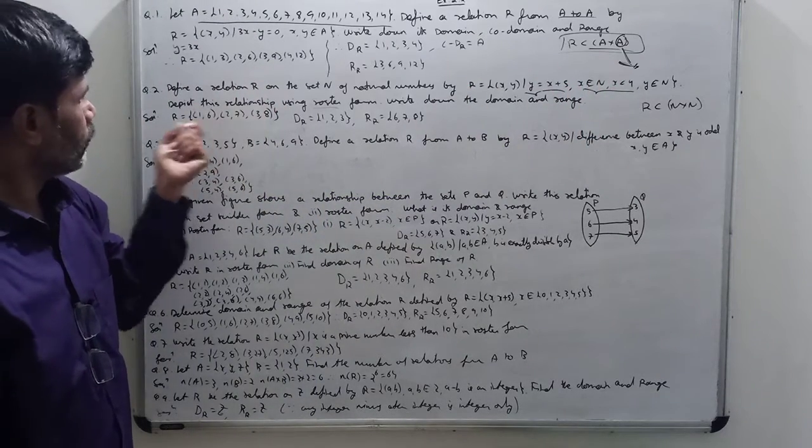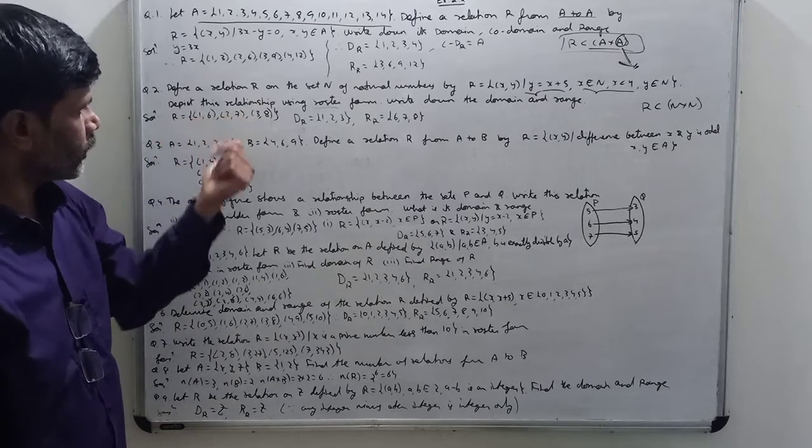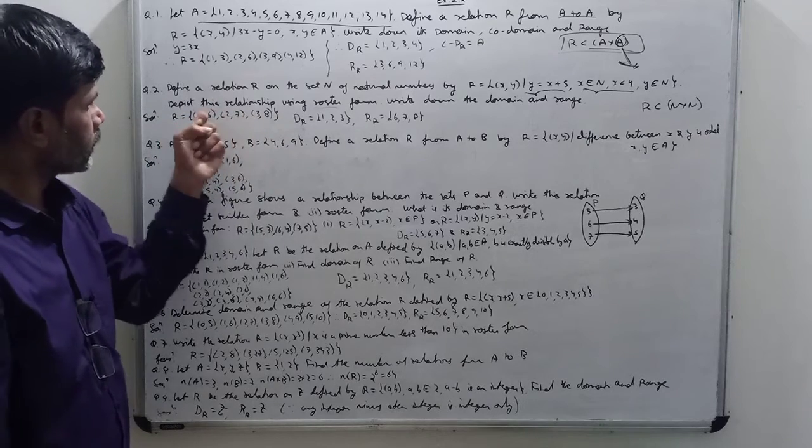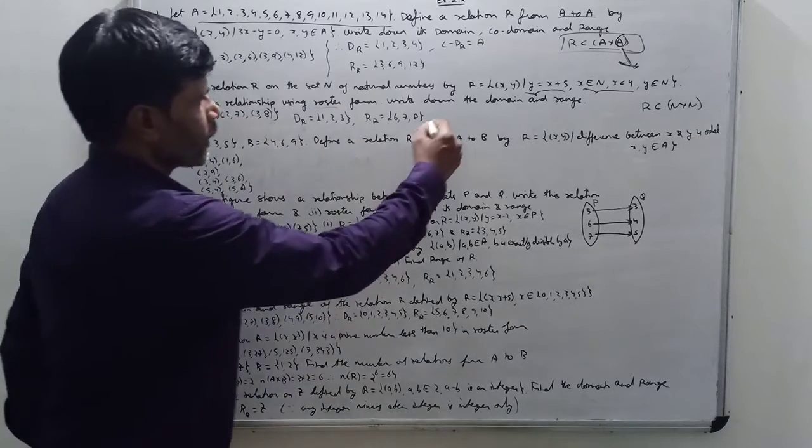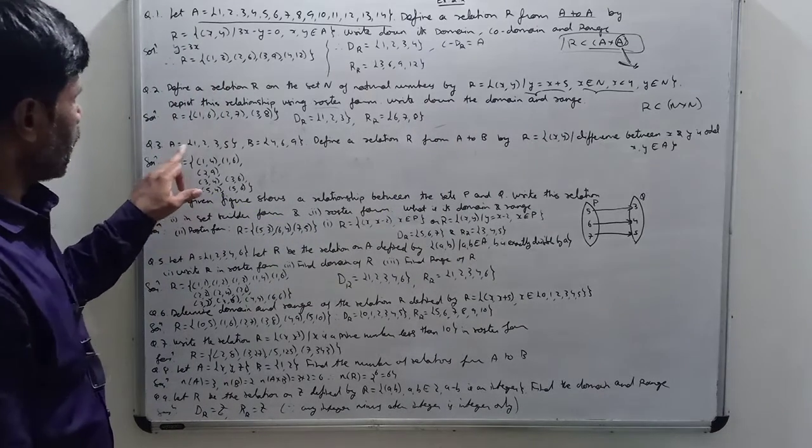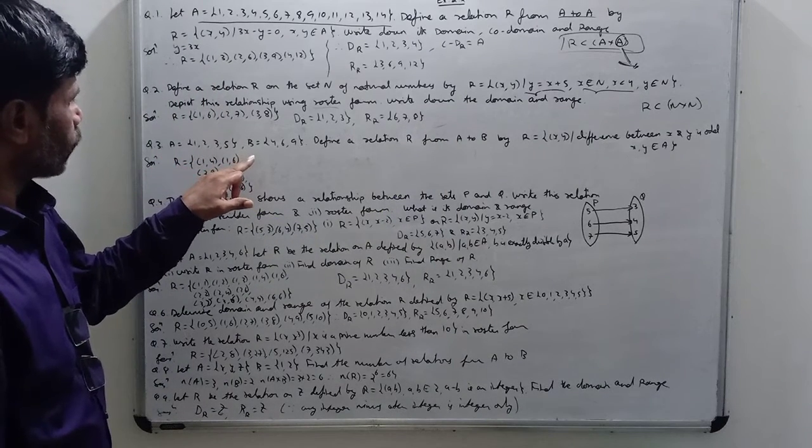Okay. So now here what is the domain? 1, 2, 3, first component. And what is the range? Second component, 6, 7, 8. Okay. Now question 3. A is containing set elements 1, 2, 3, 5.